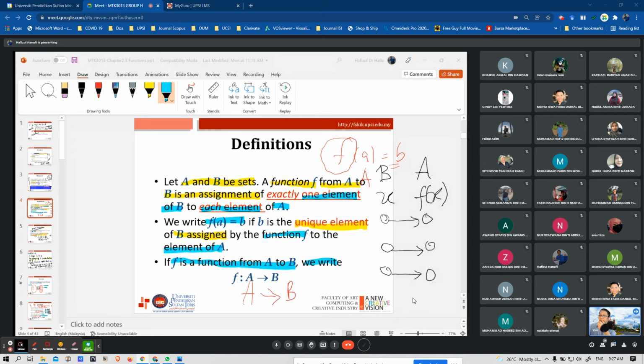We have many types of functions. For example, we have the many-to-one function, the onto function, the constant function, the identity function, the quadratic function, and the polynomial functions.